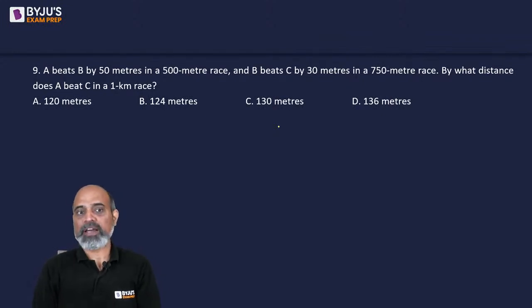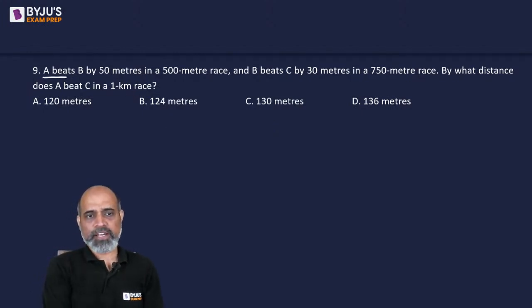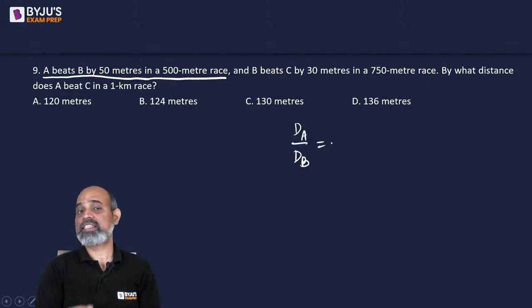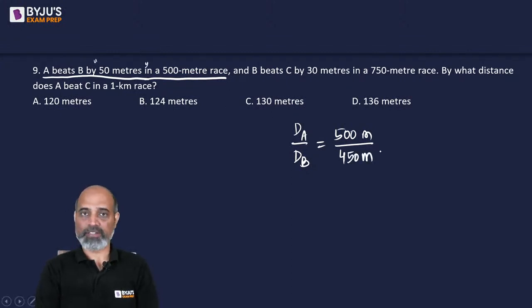Races. A beats B by 50 meters in a 500 meter race, and B beats C by 30 meters in a 750-meter race. By what distance does A beat C in a 1 kilometer race? ठीक है? So, if we read the first part, comma tak, so this is between A and B. So we can say that distance covered by A upon distance covered by B. Since A beats B, that means A has covered the entire distance while B was shy of 50 meters. That means B केवल 450 meters cover करेगा.